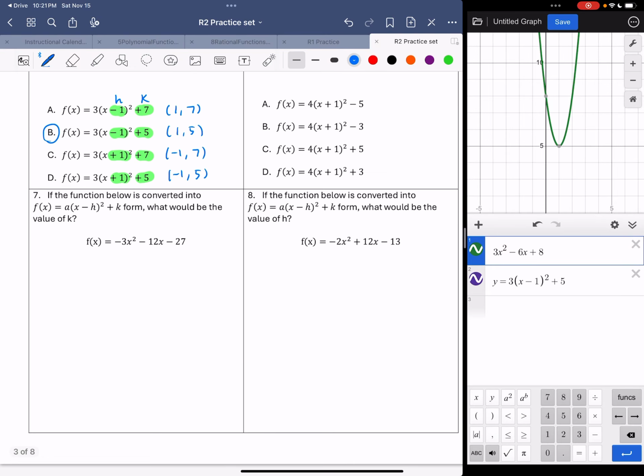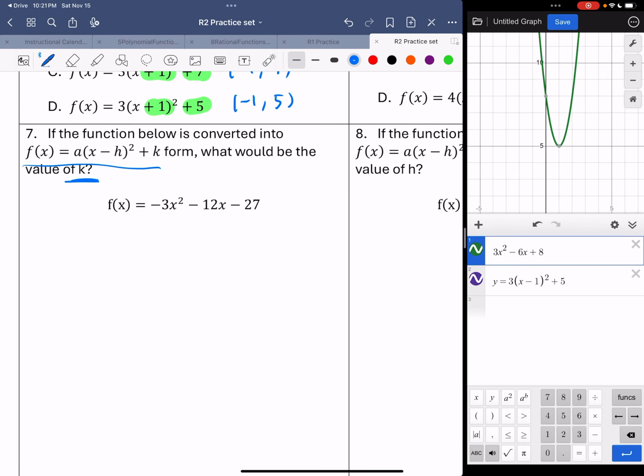Question number 7, it says if the function below is converted into this vertex form, what would be the value of k? Now, this one you actually have to do by hand. That is how this question is designed too. So you actually have to cut this one in and divide by -3 because there's a negative, and move on from here.